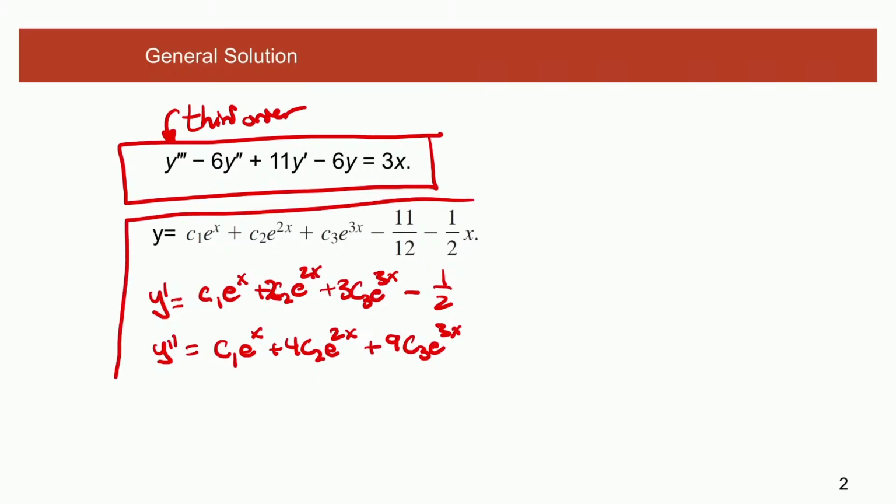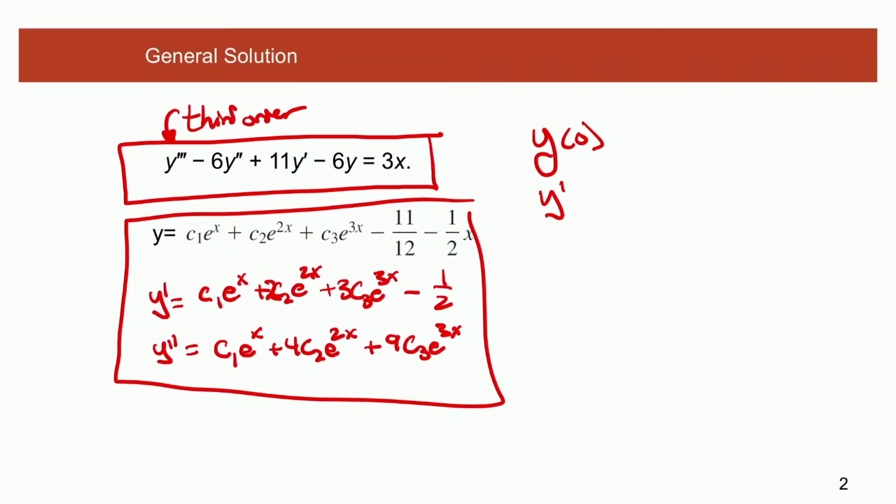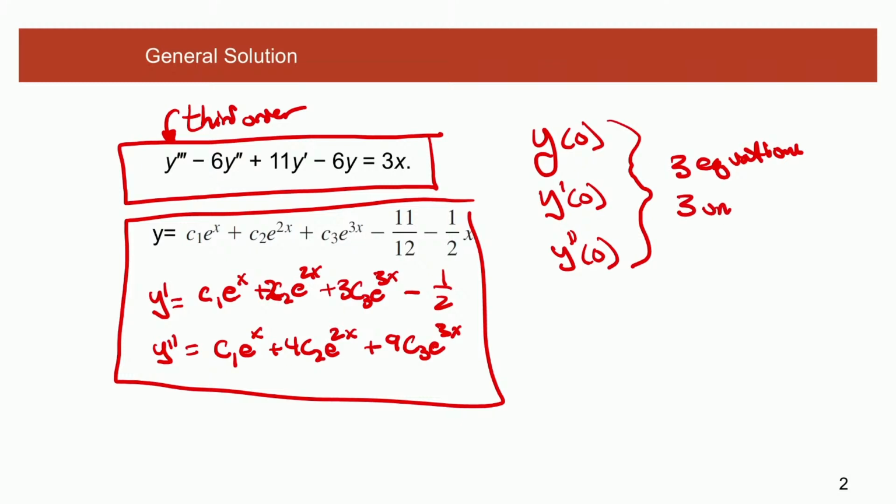So here I have the function and two derivatives, so I have three functions. If I knew what y of 0 was, and y prime of 0, and y double prime of 0, that would give me three equations and three unknowns. Presumably I could use that information to come up with the values of c1, c2, and c3 using a little bit of linear algebra, or maybe just basic algebra if I'm clever about it. I realize now that I don't want to do that at this point in the game.